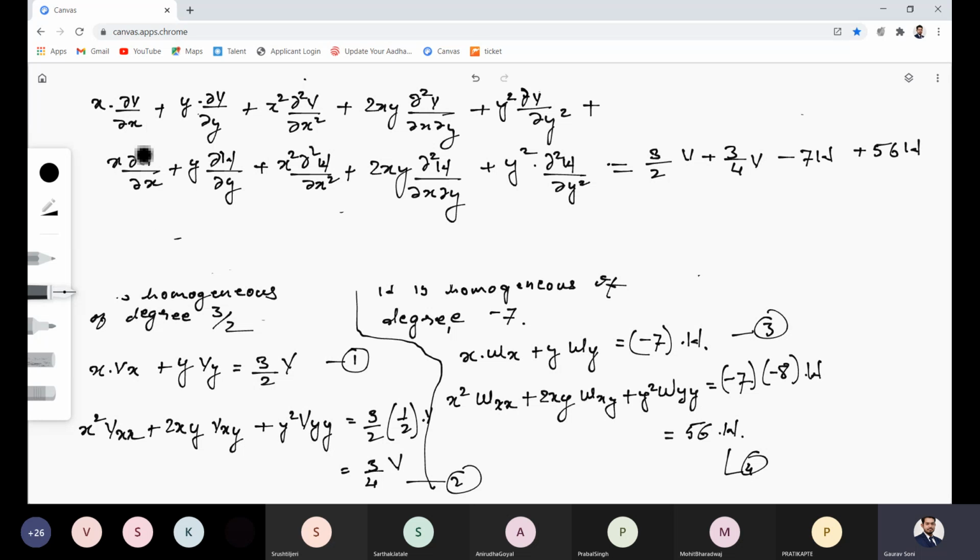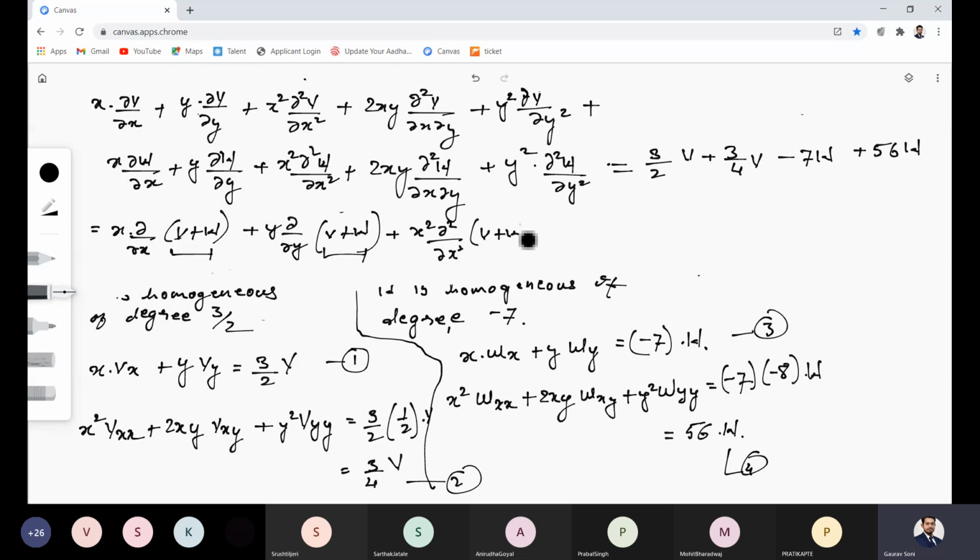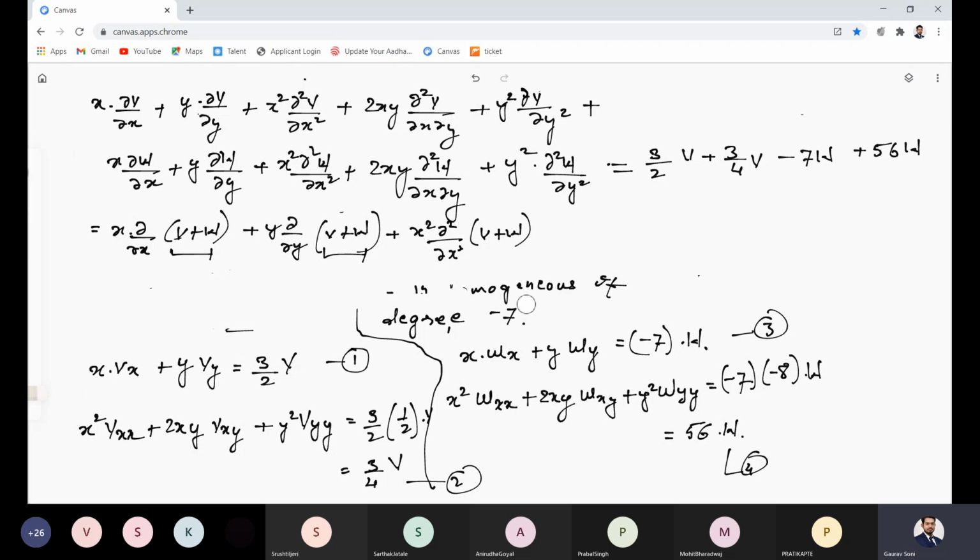So I can adjust the terms now. So I will have x partial derivative with respect to x of v plus w, plus y partial derivative with respect to y of v plus w. So these terms are going to be u. In a similar manner, x square second derivative with respect to x of v plus w. In a similar manner, I can collect all the terms and I will get the required expression.